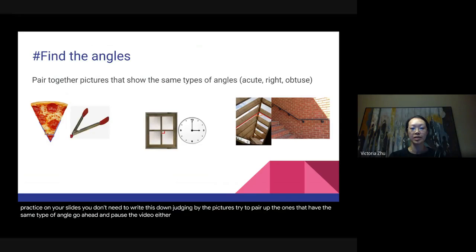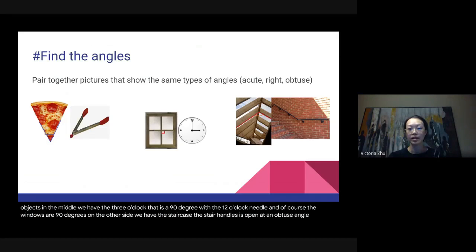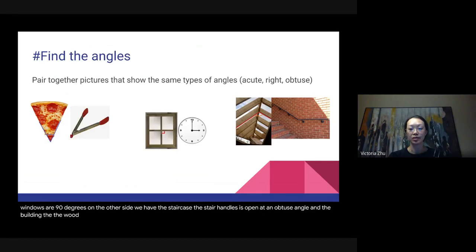You should see that the pizza angle and the other object are two acute angle objects. In the middle, we have the 3 o'clock, which is a 90 degree angle with the 12 o'clock needle. And of course, the windows are 90 degrees. On the other side, we have the staircase. The stair handle is open at an obtuse angle. And the building, the wood, also has an obtuse angle. So we can find angles in various things every day.